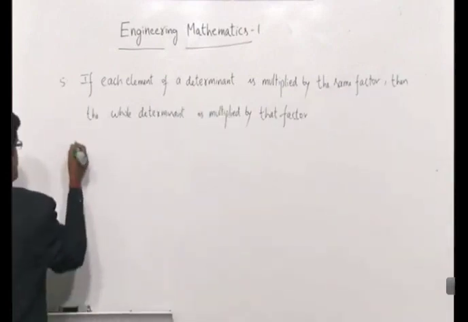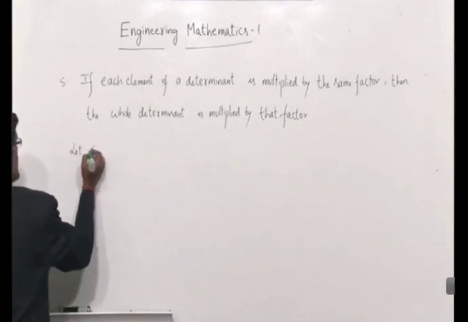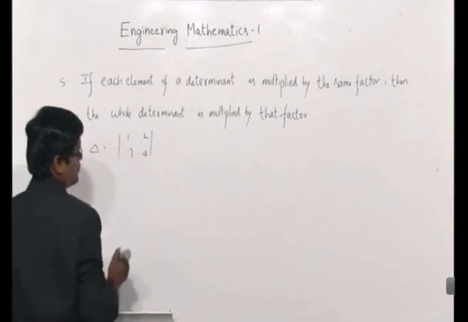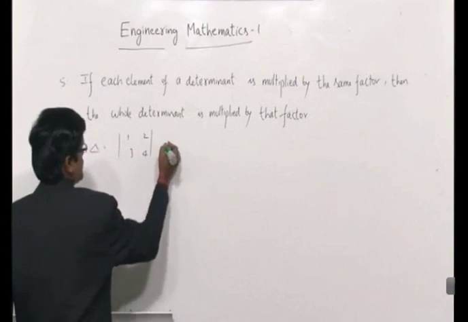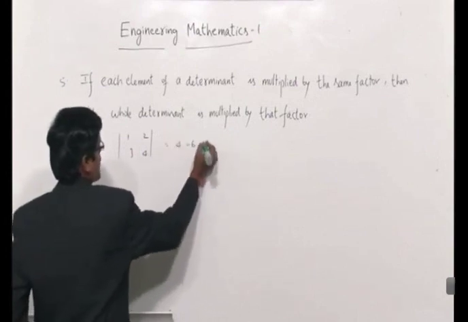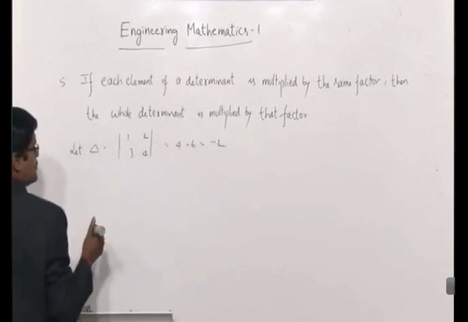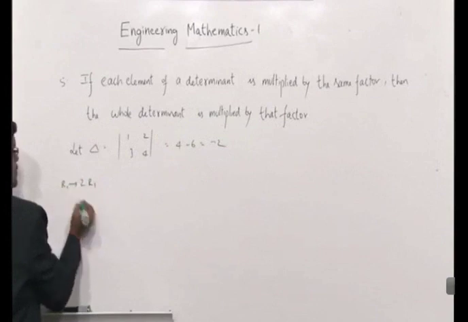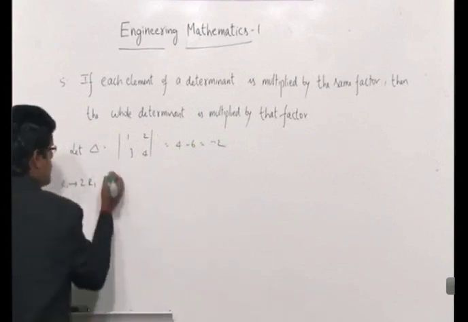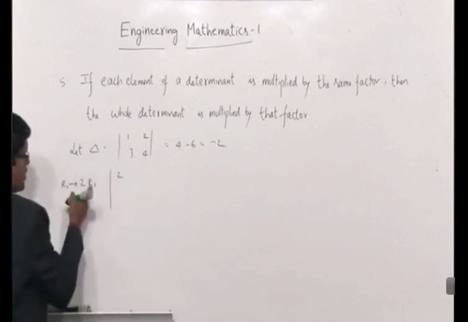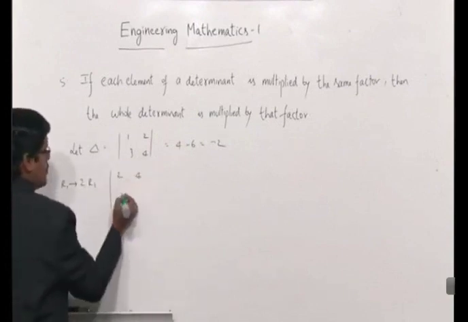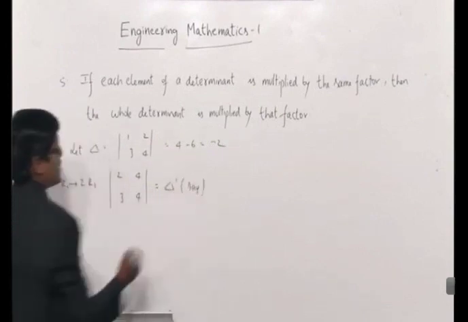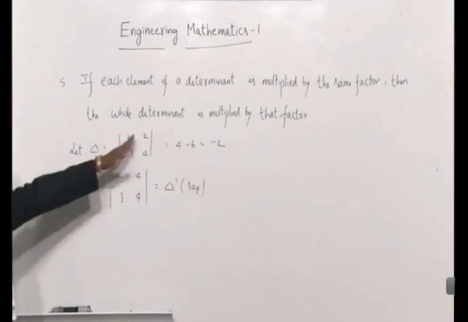Just see. Let delta be equal to the determinant 1, 2, 3, 4. What is this value? 4 minus 6, that is minus 2. Now I am applying R1 to 2R1. So this becomes delta, where every element of the first row is multiplied by 2: 2, 4, 3, 4. Let us say delta dash. This is the new determinant obtained by multiplying the first row with 2.